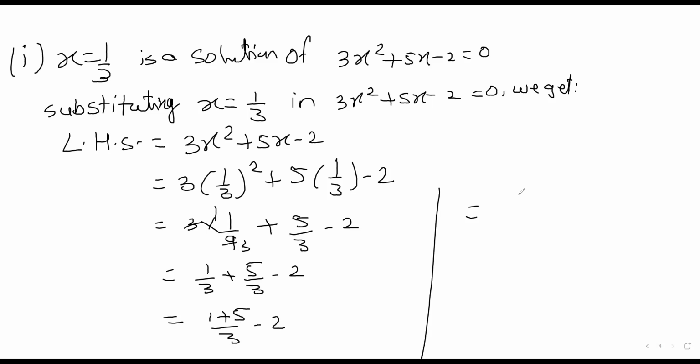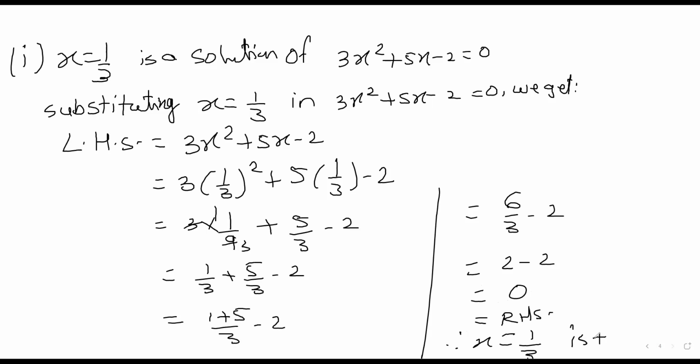That is 6/3 minus 2, मी इथे करतो. 2 minus 2, which is 0, which is nothing but RHS. Therefore, x is equal to 1/3 is the solution of the given equation. समझले method? Any doubt in this case?